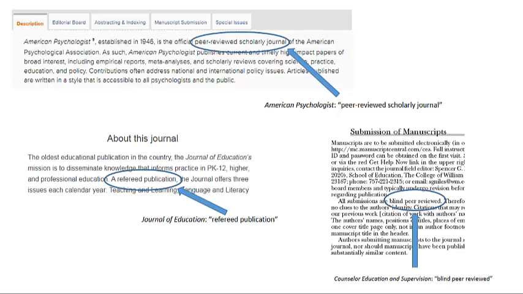However, sometimes you have to delve a bit into the journal's manuscript submission guidelines to find out about the peer review process. For example, the journal Counselor Education and Supervision's Submission of Manuscript section indicates that all submissions are blind peer-reviewed. Note that in this context, blind means that the reviewers do not know who wrote the manuscript, and the author of the manuscript does not know who the reviewers are. This aspect is intended to increase the objectivity of the peer review process.